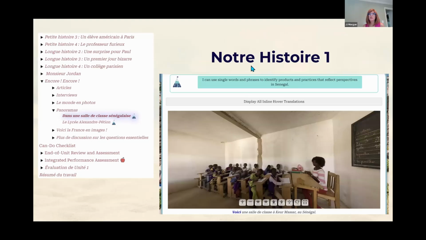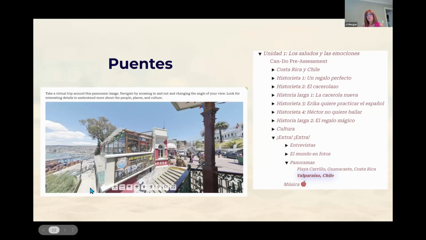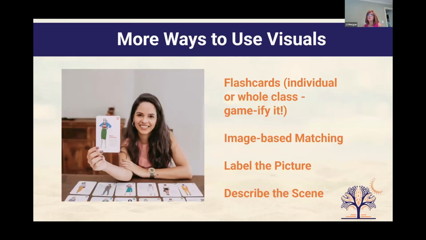Here is a panorama from Notre Histoire 1, also with a can-do statement. And so these are all just images of panoramas just to show you as an example. This is Puentes, our middle school Spanish curriculum, to show you that we have so many images, and they're definitely culturally appropriate. So some more ways that you can use visuals: flashcards, individual or whole class, and you can gamify it.